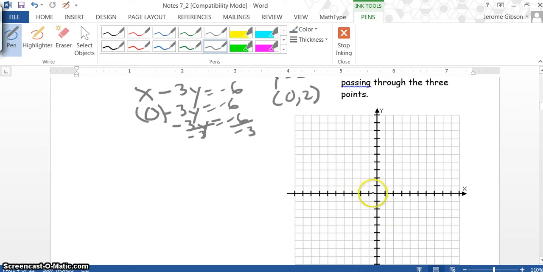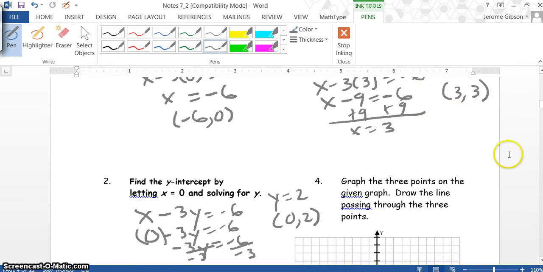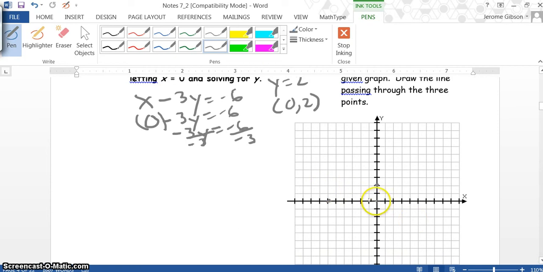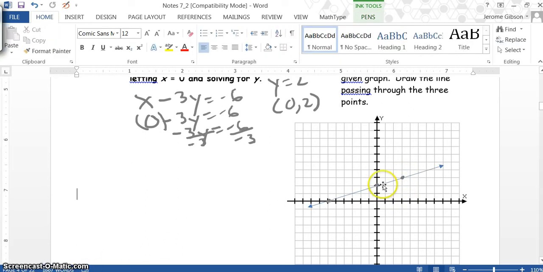Now we want to graph this. Our x-intercept was negative 6, 0. So we start at the origin and go 6 to the left. Plot our point. Our y-intercept is 0, 2. Start at the origin, and then we will go up 2. And finally, our other ordered pair is 3, 3. Our checkpoint. So we'll start at the origin, go to the right 3, and go up 3. Now we have to draw our line. And as you see, I took the liberty of drawing this line here.